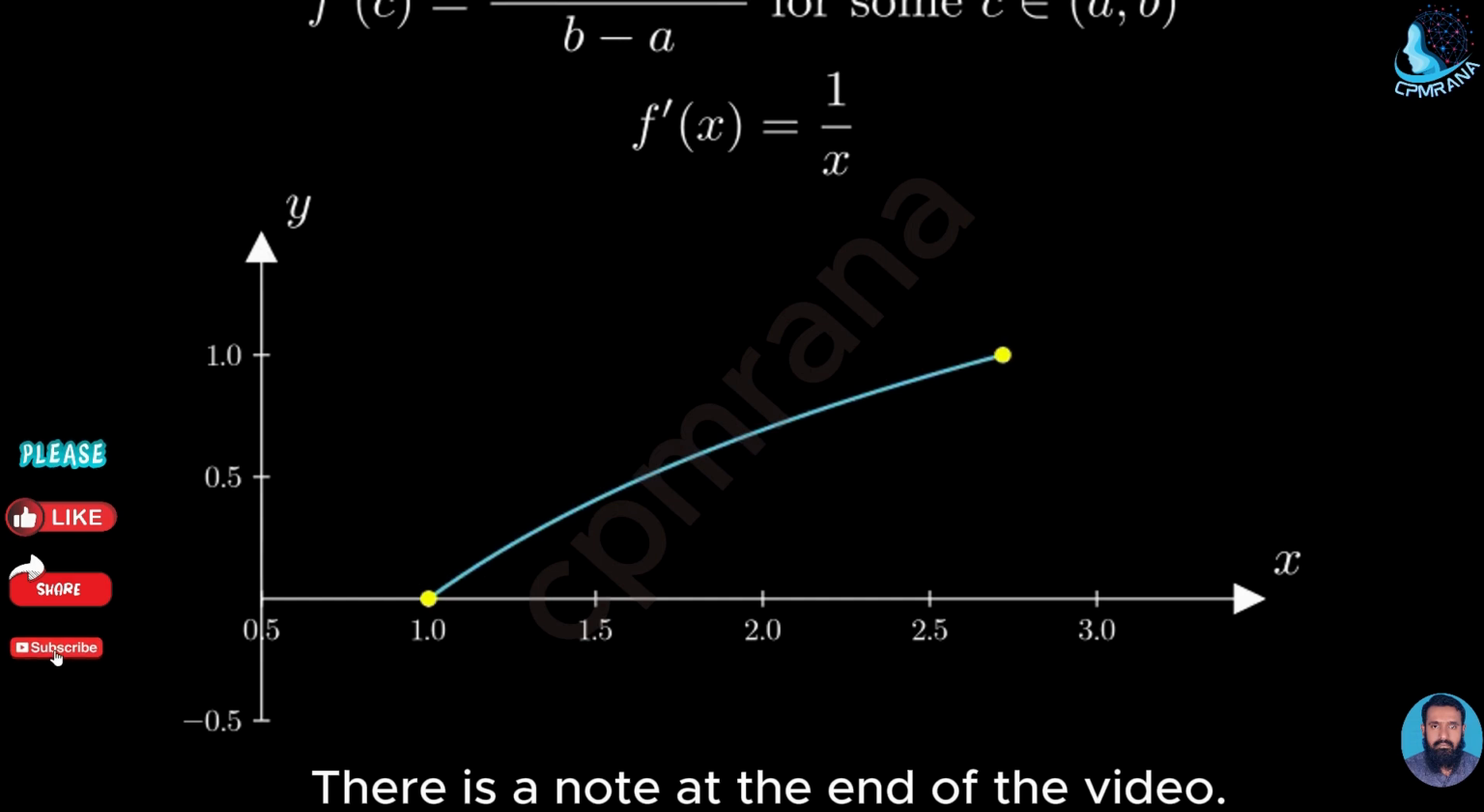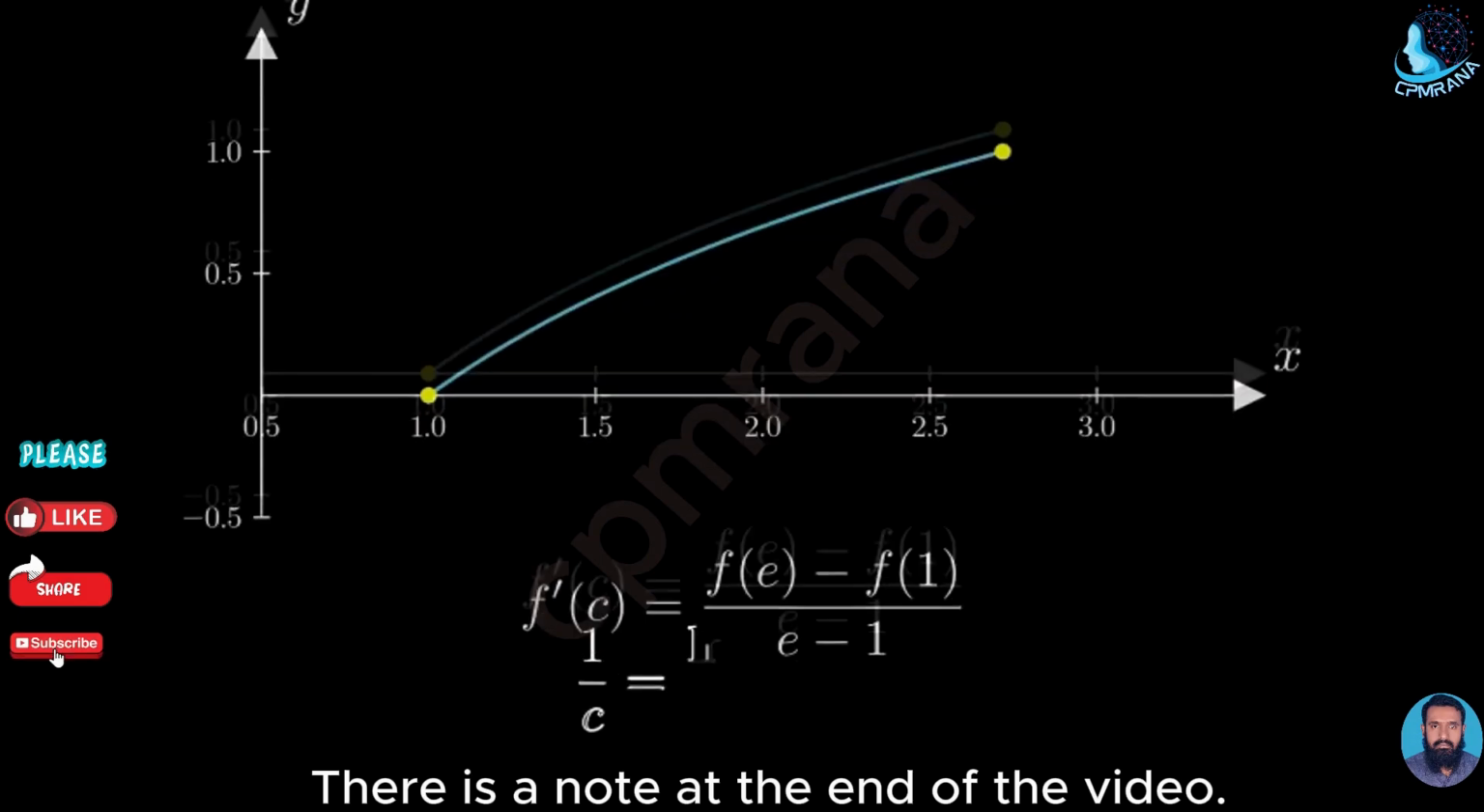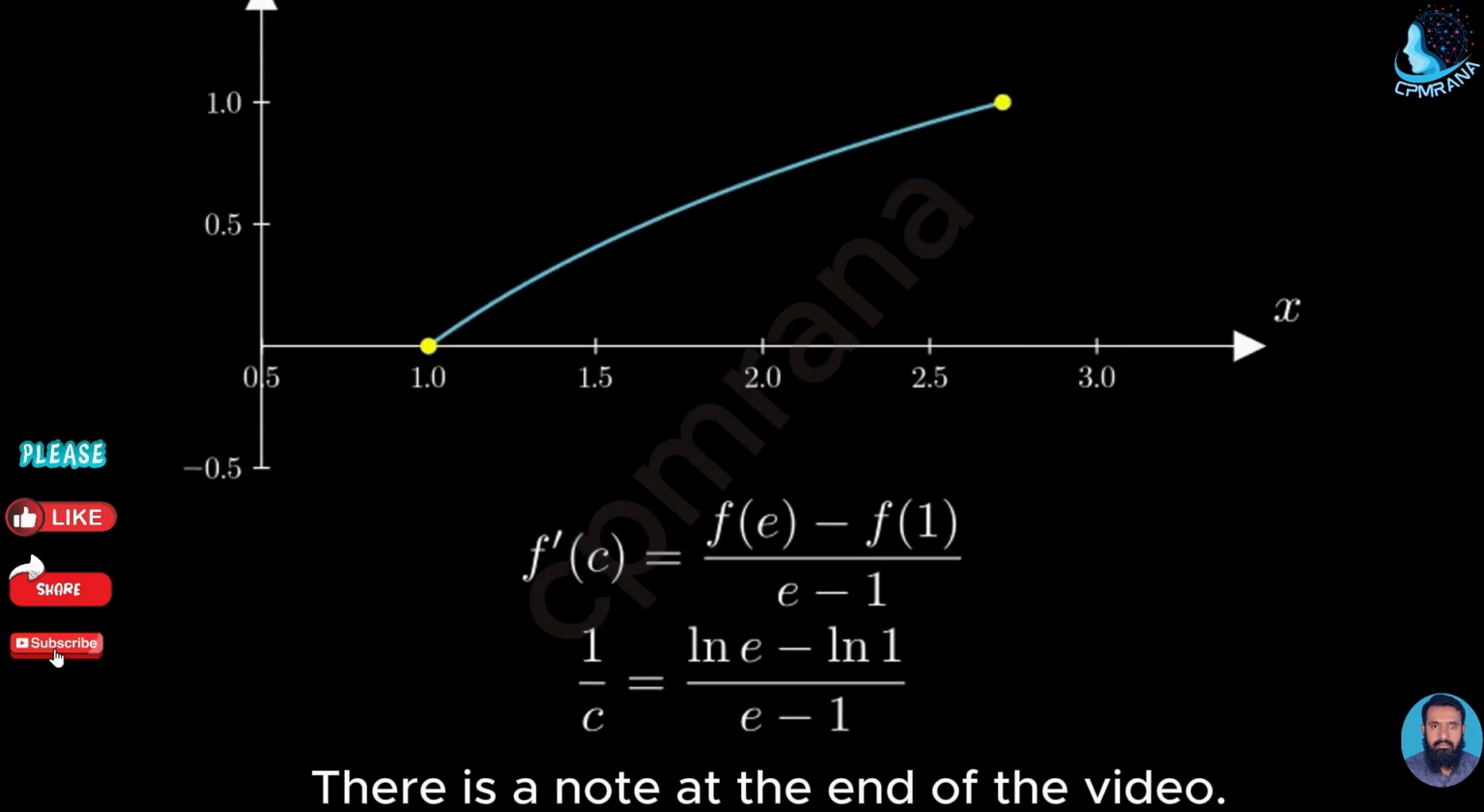Now let's apply the mean value theorem formula. We plug in our values. f prime of c equals f of e minus f of 1, divided by e minus 1. This gives us 1 over c equals natural log of e minus natural log of 1, divided by e minus 1. Since natural log of e equals 1 and natural log of 1 equals 0, this simplifies to 1 over c equals 1 over e minus 1. Solving for c, we get c equals e minus 1.